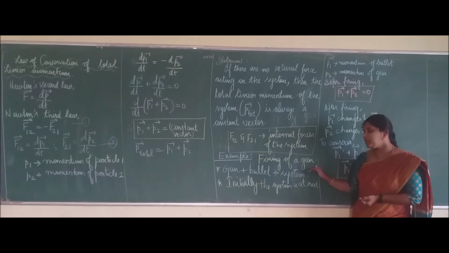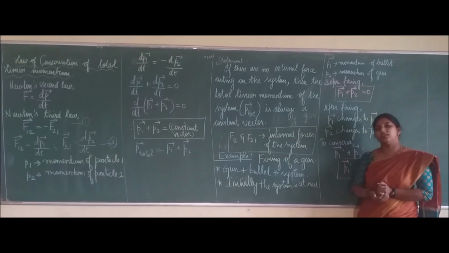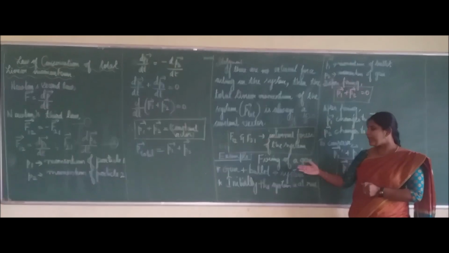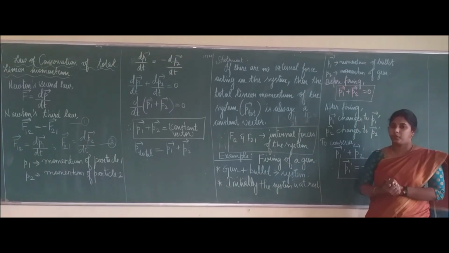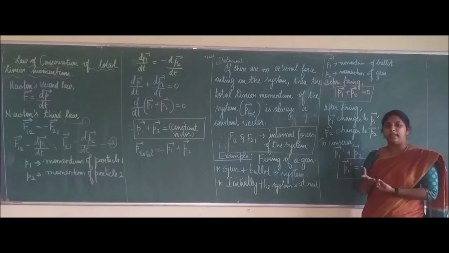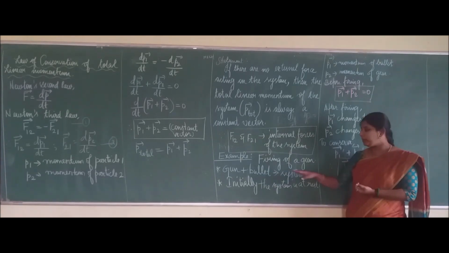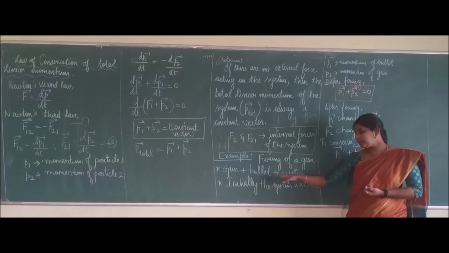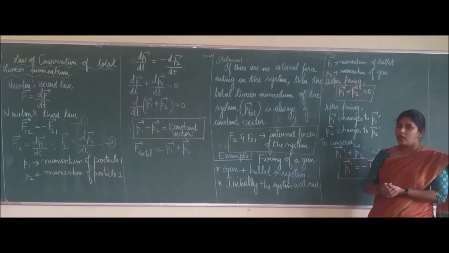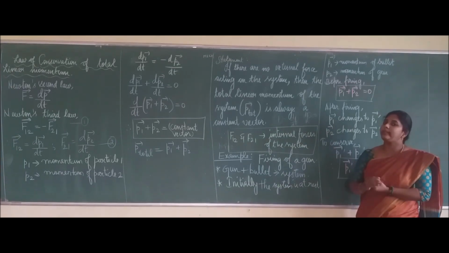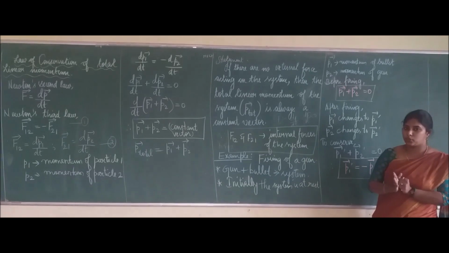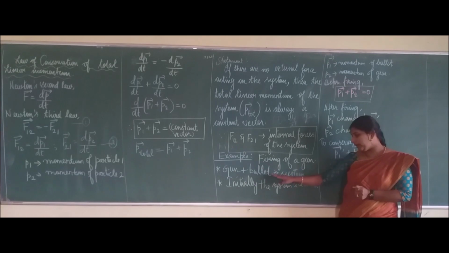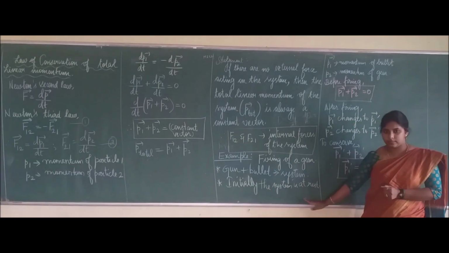The next one is an example of the law of conservation of linear momentum. What is the example? The best example is the firing of a gun. Consider a gun and a bullet, and these two are considered as a system. Gun plus bullet is the system. We know that before firing, initially both the gun and the bullet are at rest. So initially the system, that is the gun and bullet, is at rest.